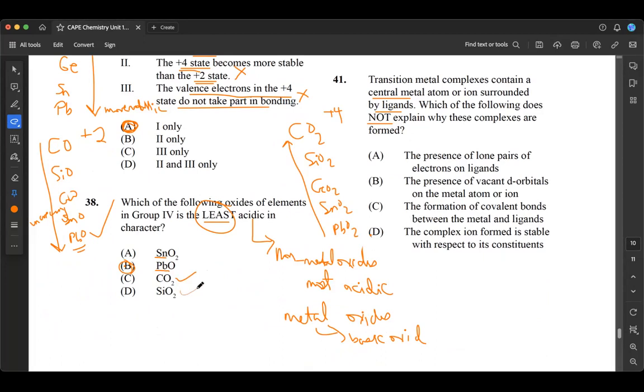This is going to be super acidic because they're oxides of nonmetals. And then this is in the +4 state, and it's also not as metallic. This tin is not as metallic as the lead. And so this one is also going to be super acidic.